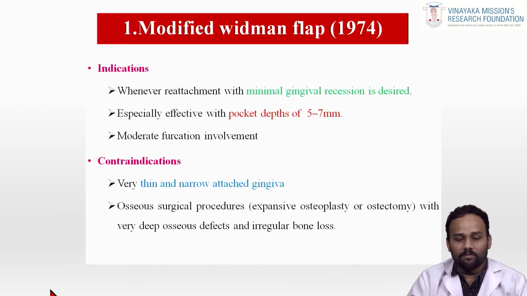The indication of modified Widman flap is whenever reattachment with minimal gingival recession is desired, and it is especially effective with pocket depth of 5 to 7 mm and with moderate furcation involvement. It is contraindicated when there is a very thin and narrow band of attached gingiva.